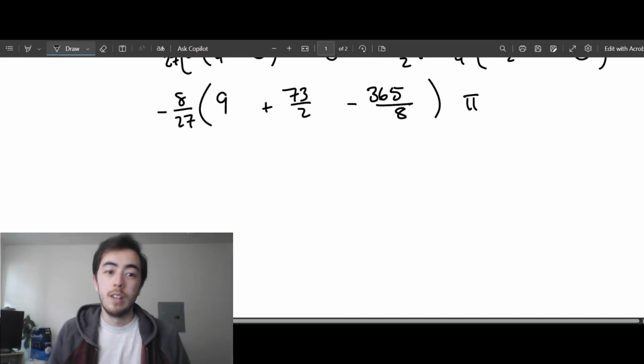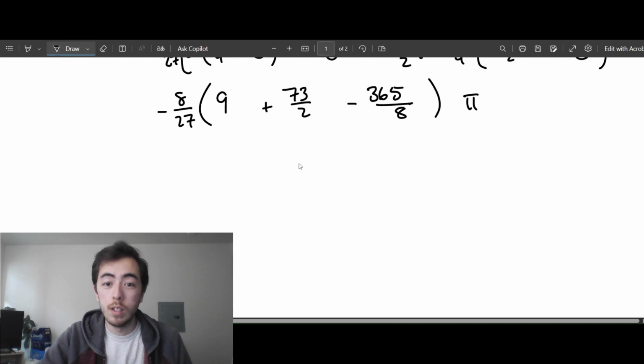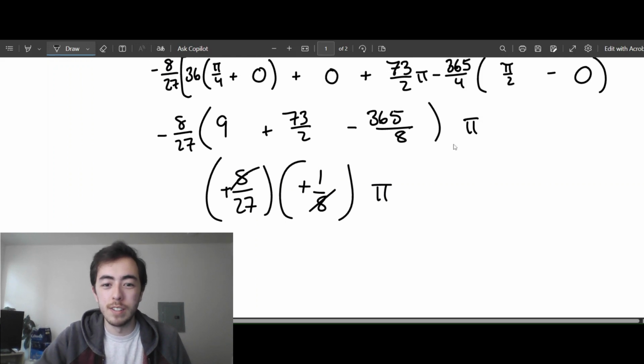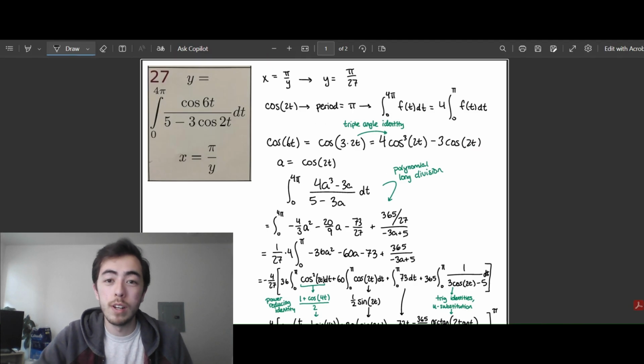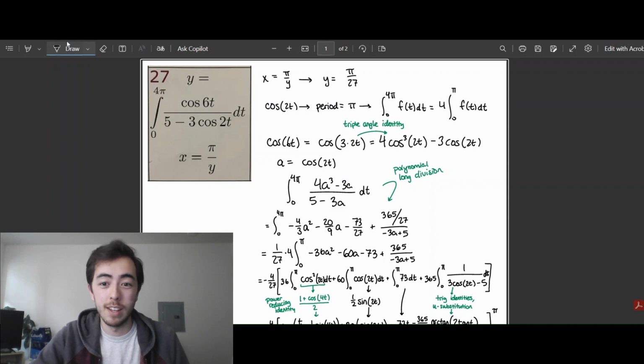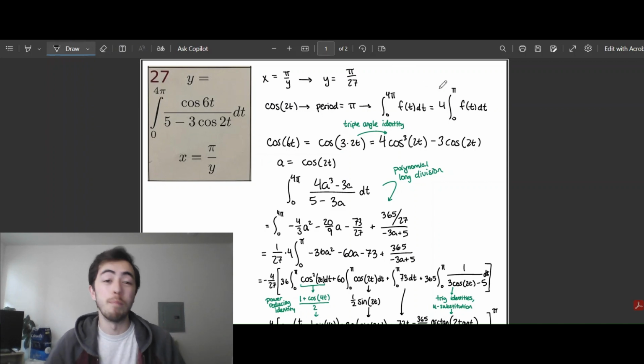All right, what a challenging problem. All of the stuff in the parentheses here evaluates to a negative 1/8. And this is exactly what we wanted, because these 8s cancel, these negatives cancel, and overall, we are indeed just left with pi over 27. So once we plug in y equals pi over 27 into this equation, we do indeed get 27 for x today. So here's my answer. Maybe there's another way to do it, but this is the best I got.